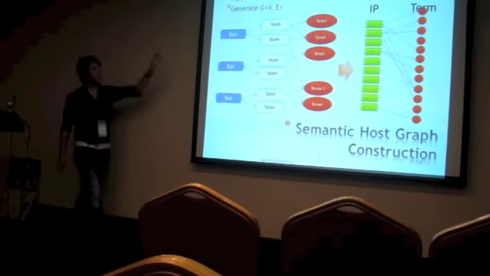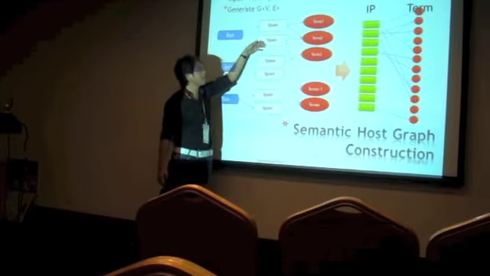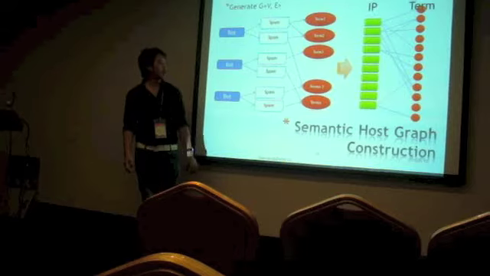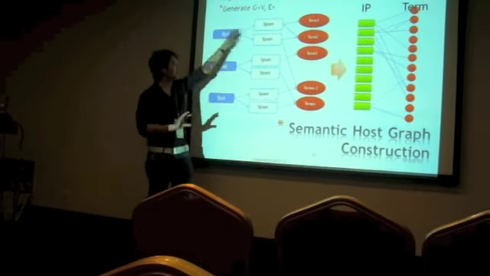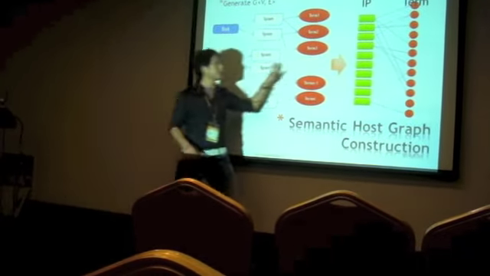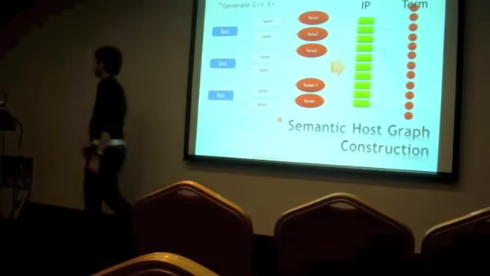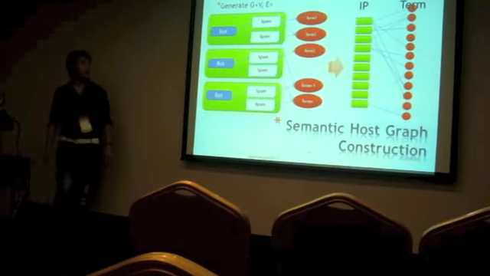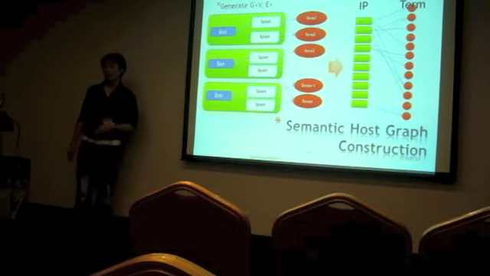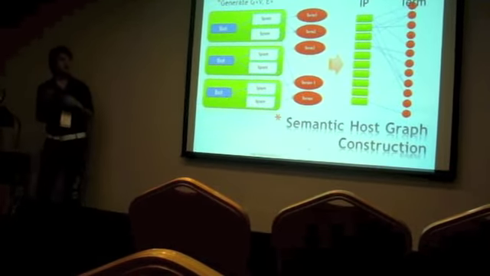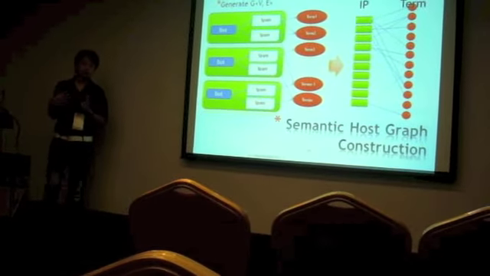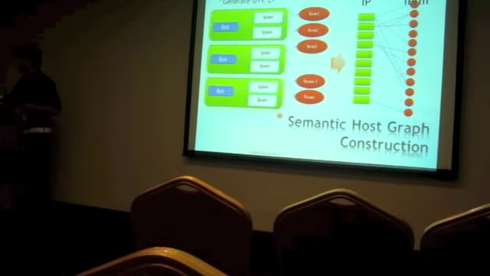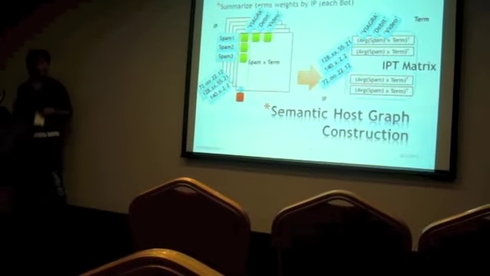And then the botnet tries to deliver spam, and this spam includes different kinds of terms. So we try to transform this tripartite graph into a bipartite graph. How do we do that? According to the IP, we summarize the spam language models belonging to the specified IP address.